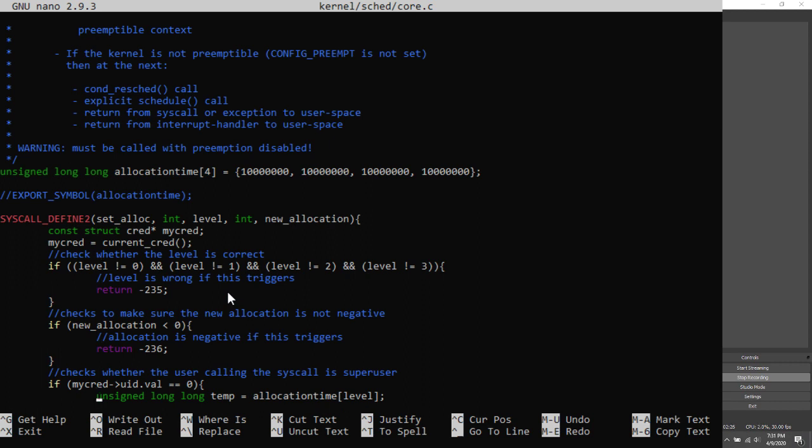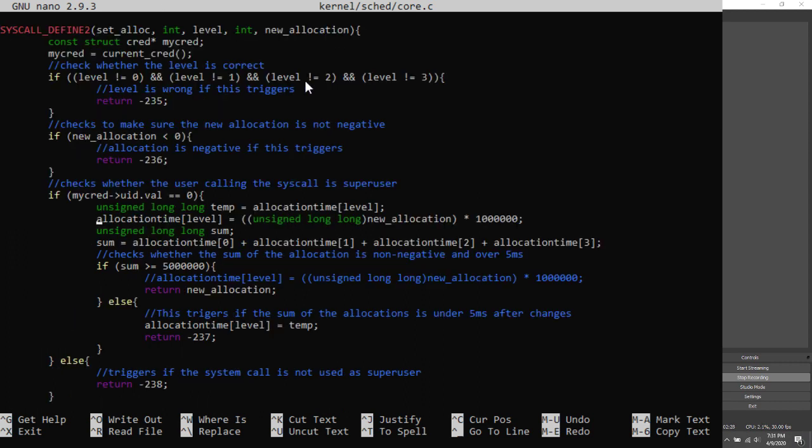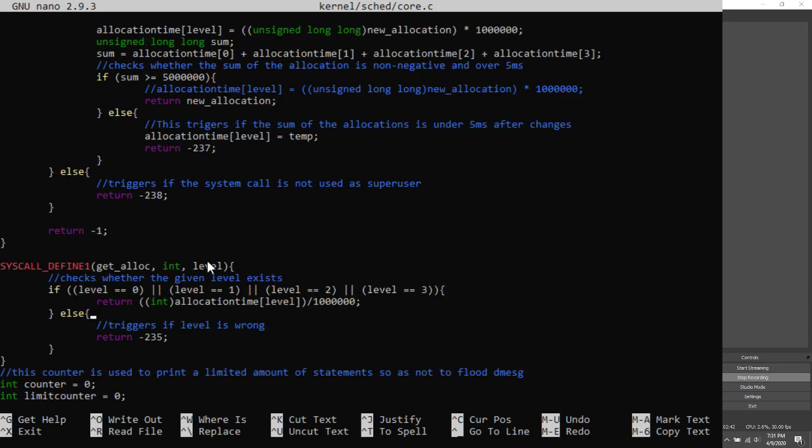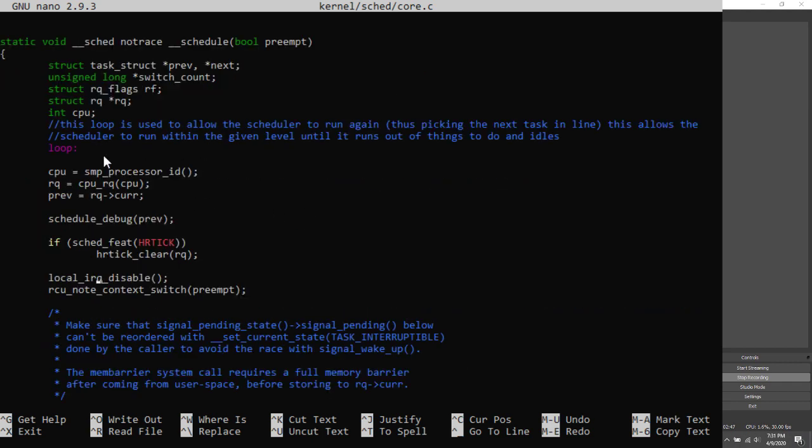So the system calls were made, and you can basically see all the requirements that we were told to do: the fact that it needs to be non-negative, the fact that the levels need to actually be 0, 1, 2, or 3, that some of the allocations need to be under 5 milliseconds, but that's not the important part here. So the get alloc retrieves, but here's how it was actually implemented.